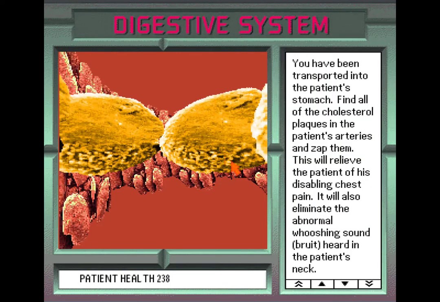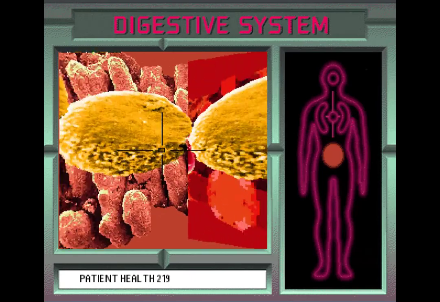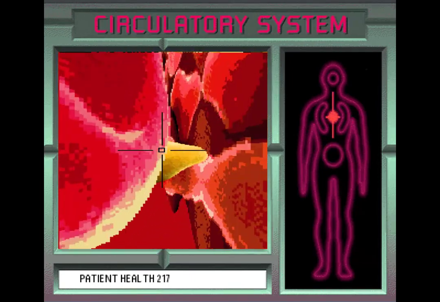You have been transported into the patient's stomach. Find all of the cholesterol plaques in the patient's arteries and zap them. This will relieve the patient of his disabling chest pain. It will also eliminate the abnormal whooshing sound heard in the patient's neck. Avoid zapping healthy cells as it will cost you valuable time.